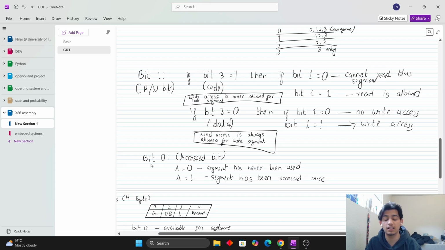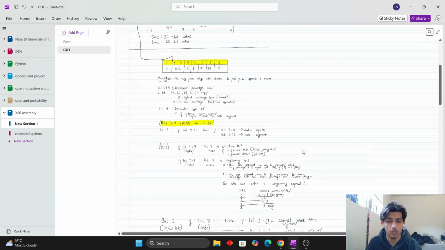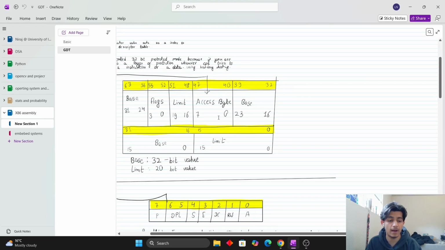And bit 0 finally is the accessed bit. If it is equal to 1, the segment has been used at least once. Sorry, and if it is 0, that means the segment has not been used. So that is for the access byte.